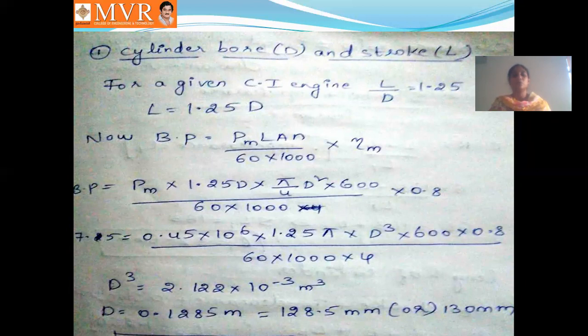Substituting all the values means L we can write as 1.25D, A we can write as pi by 4 D square. Then you will simplify, and then you will get the D value. D is equal to 130 mm. If you keep the D value in the equation L is equal to 1.25D, you will get the L value also.